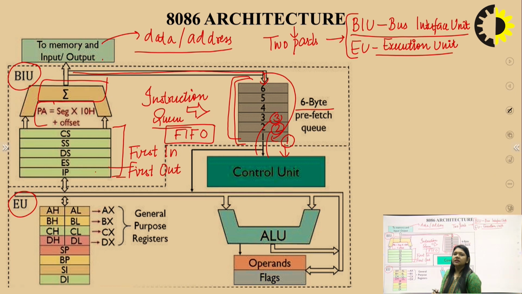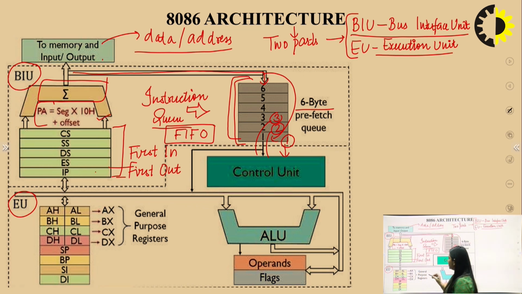In 8086 the address is not given directly. We have to derive it from different registers. Some part will be given in the segment register. We'll be multiplying it by 10, and the offset of the address will be added to it.